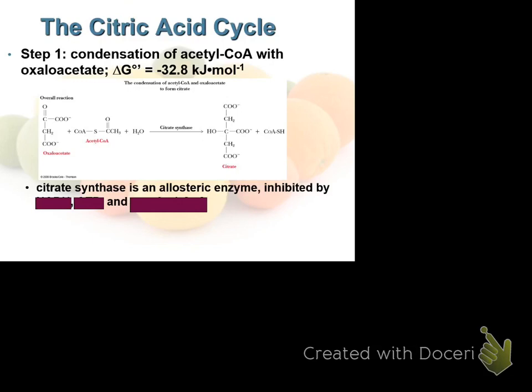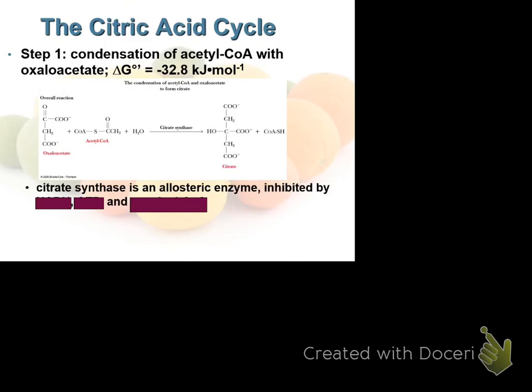We are building, and by the way, please note that this is one of the checkpoints. It's irreversible. In a way, the pyruvate dehydrogenase complex itself is also a checkpoint because it's allosterically controlled, but it's not part of the circle. It's a way to control it from coming into the circle. But step one, citrate synthase, is the checkpoint.